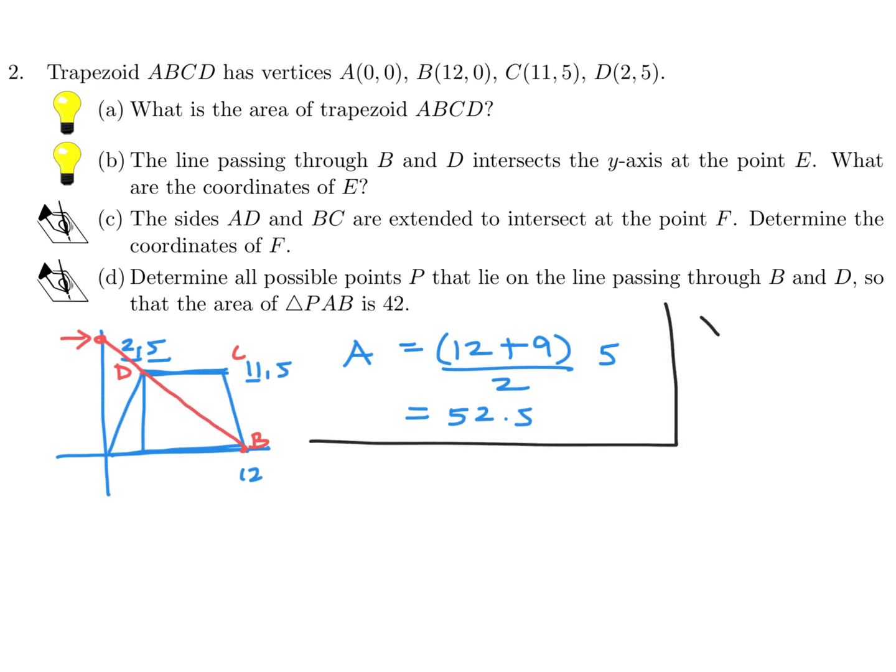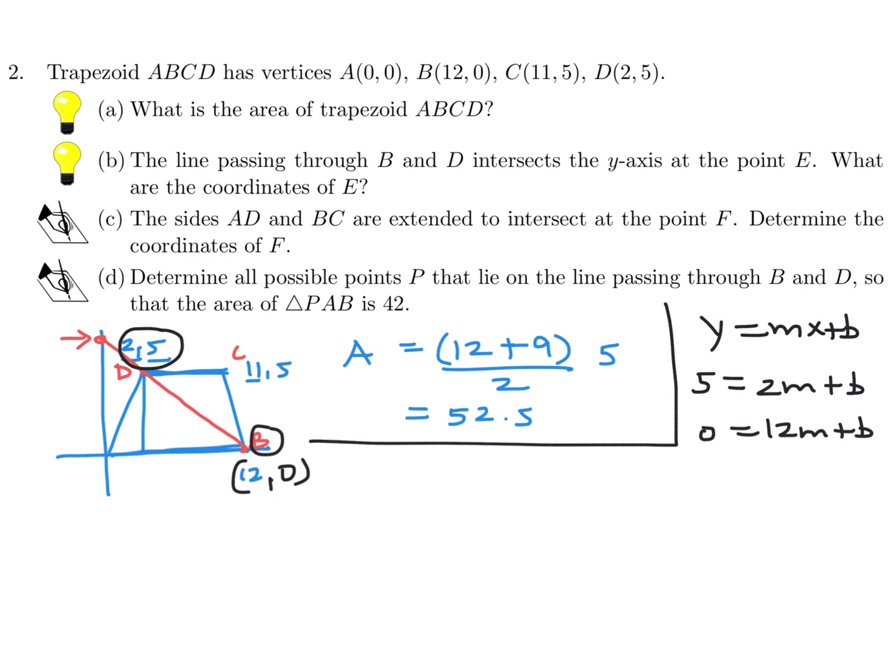Well, the equation of any line is y equals mx plus b. We know that. And we have 2 points on this line: this point, and this point, B, which is (12, 0), I believe. So just plug those in. We get 5 is equal to 2m plus b, and 0 is equal to 12m plus b. So then it's basically solving these two equations. If I subtract them, I'll get 5 is equal to minus 10m, and therefore m is equal to negative a half.